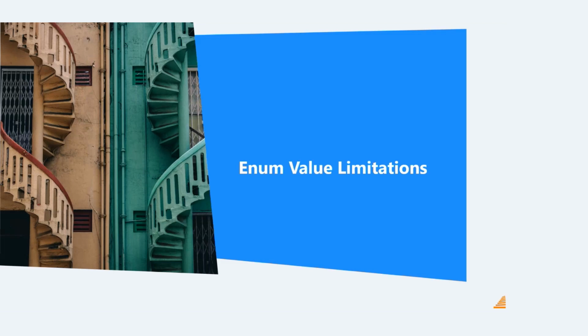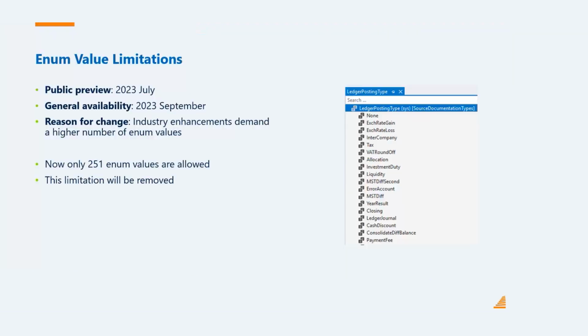Another one is a more technical one. Whenever you do development work, this might affect you. Previously, we had enum value limitations, and in the recent update, this actually will be in the future, because general availability will be in September of this year. This limitation will be removed. So previously, there was a limitation to have 251 enum values. So that's no longer there.